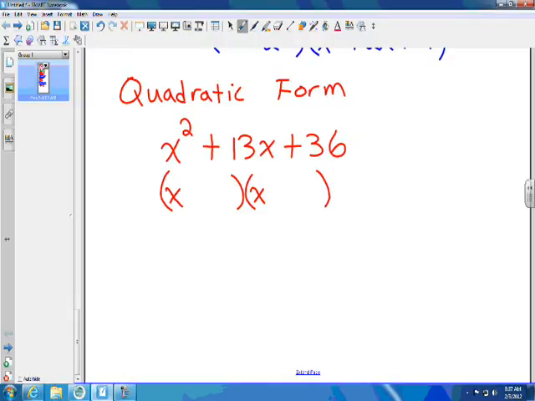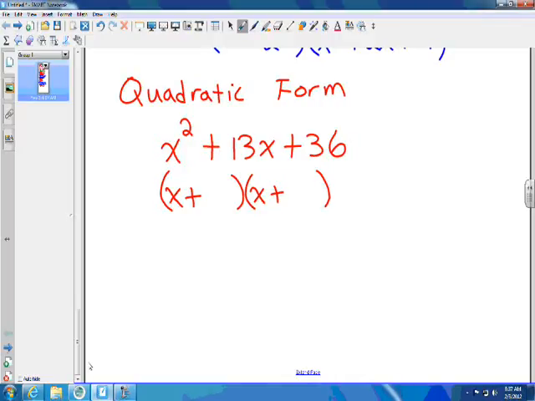Again, you look at this one. What's this mean? Sum, same. So both of your signs are plus. So you need factors of what? 36 that add up to 13.